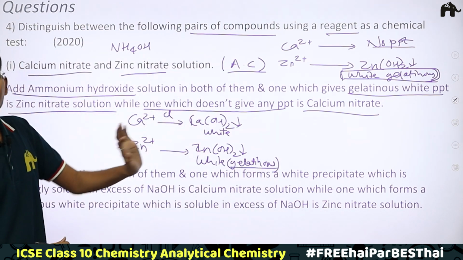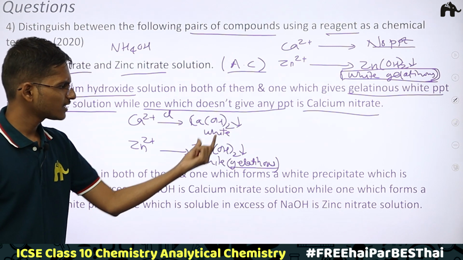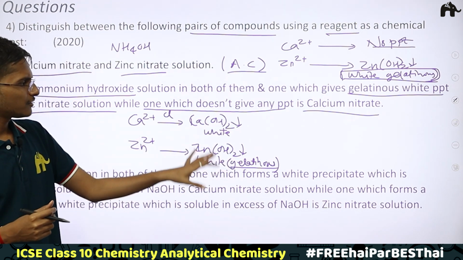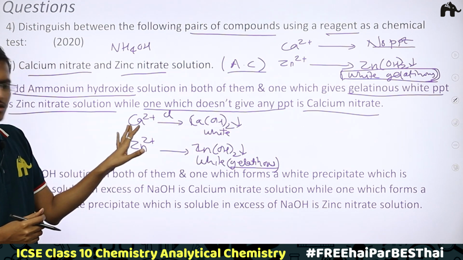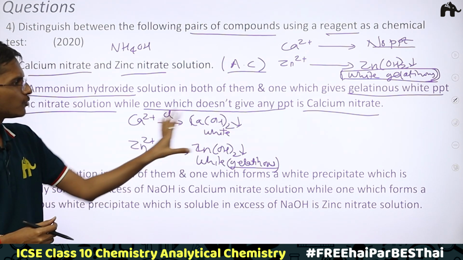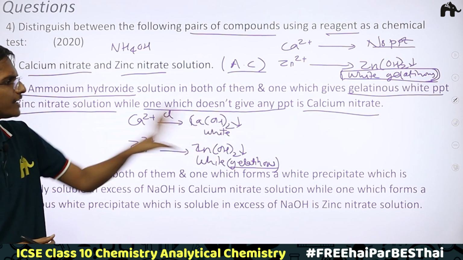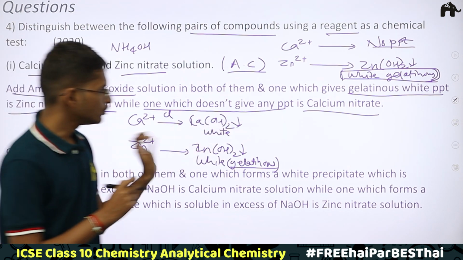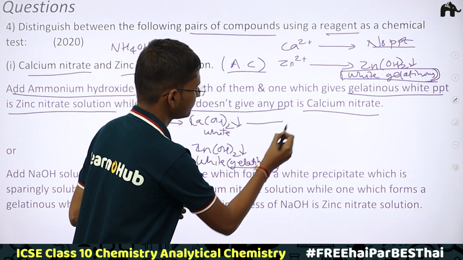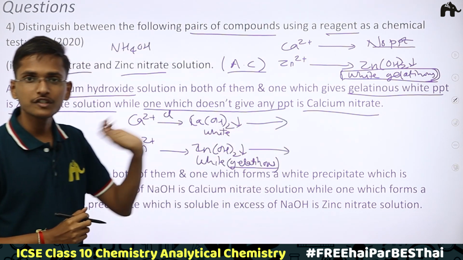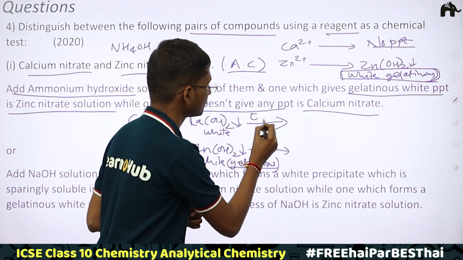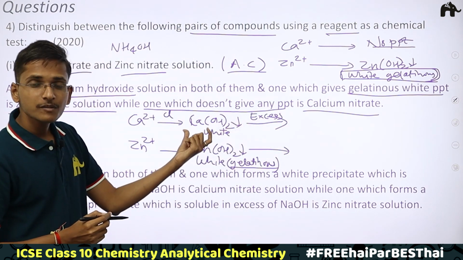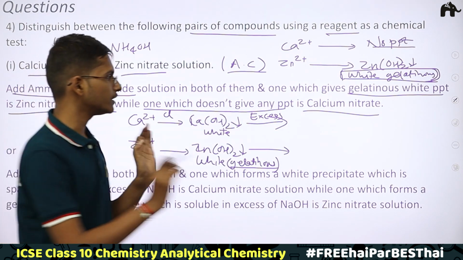But this is not sufficient, right? Because this is white in color, and this is also white in color, gelatinous. So it's difficult to figure out which one of them would be the calcium salt solution and which the zinc salt solution, because both of them are giving us precipitates which are white in color, though one is of gelatinous nature. But what you can do is make this clearer in order to distinguish. How? By adding excess of NaOH, because we know that when we add excess of NaOH, calcium hydroxide precipitate is sparingly soluble, right?